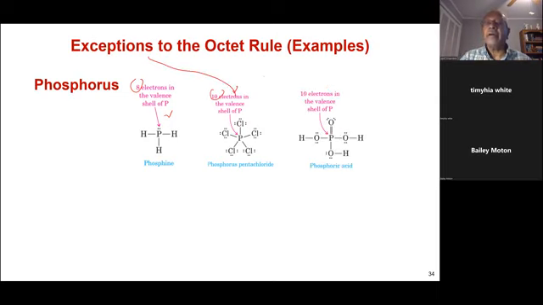If you look at the other one, phosphoric acid, H3PO4. You're going to see this as an acid. So this has 10 electrons. Therefore, it's an exception to the Lewis structure.